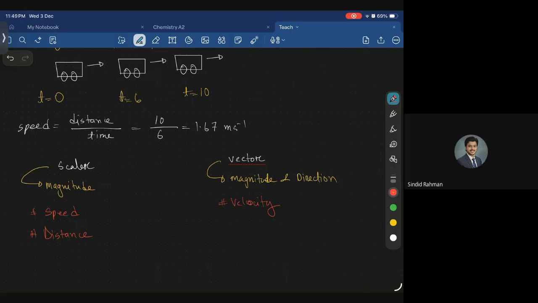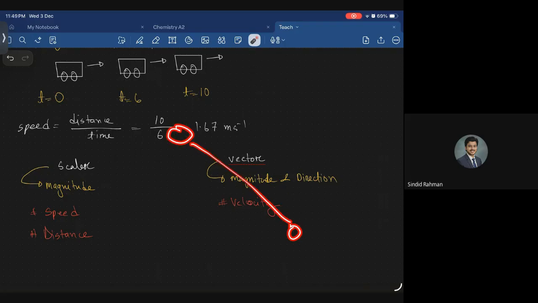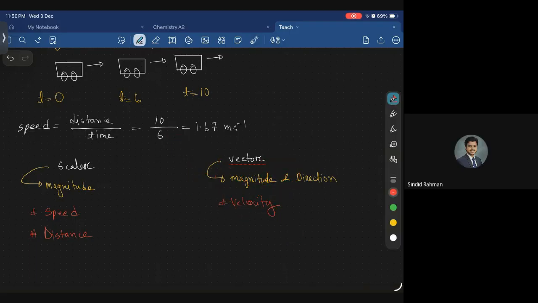Now if I tell you that I have traveled 20 kilometers to the UK, let's say, now I have given you a direction, right? Let's say this is Bangladesh and this is UK. So I have traveled 20 kilometers in this direction, and I have given you a value and the direction too. So this will give me a vector quantity, right? So the vector quantity of distance is displacement.